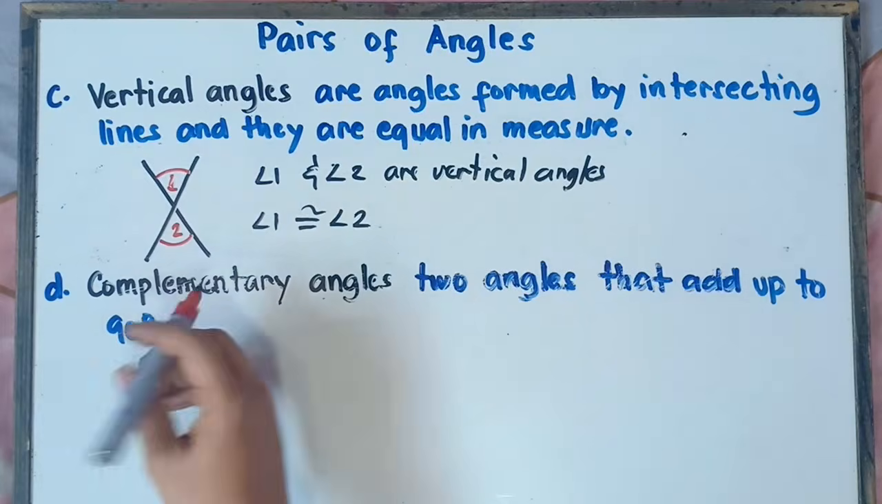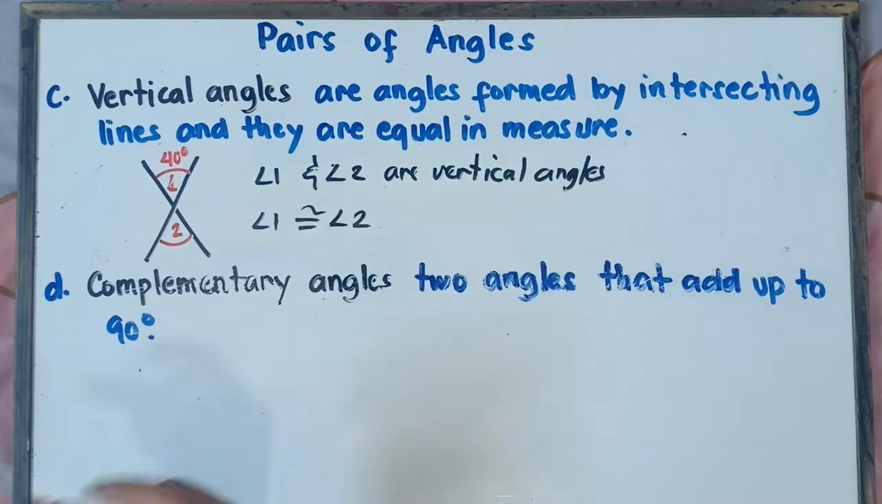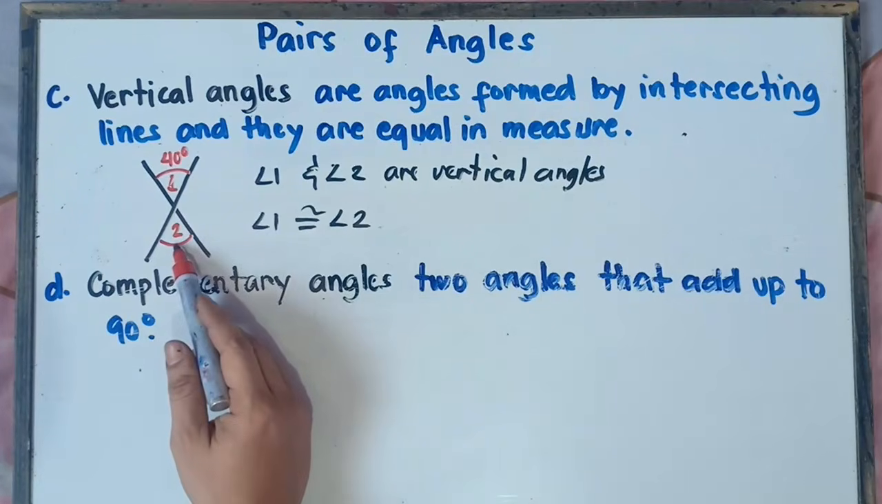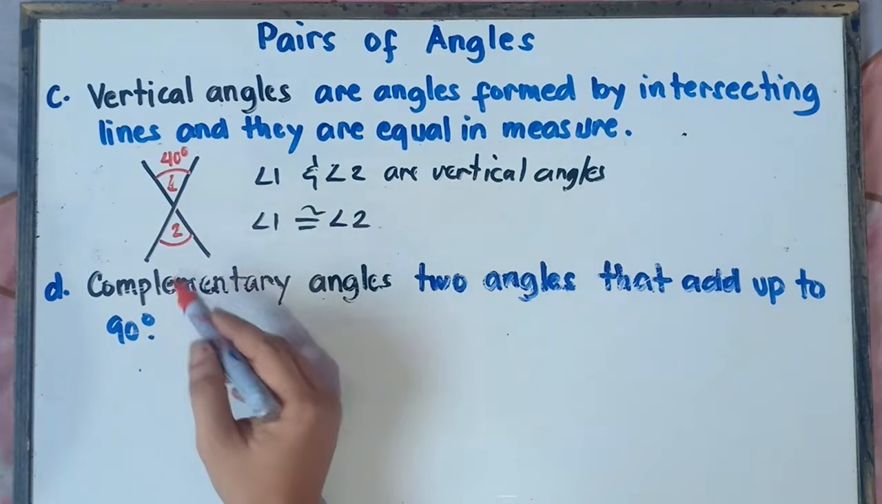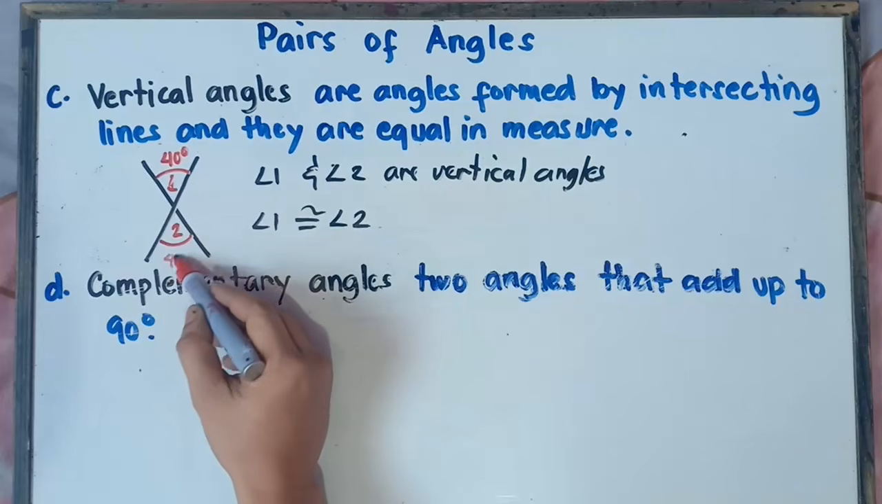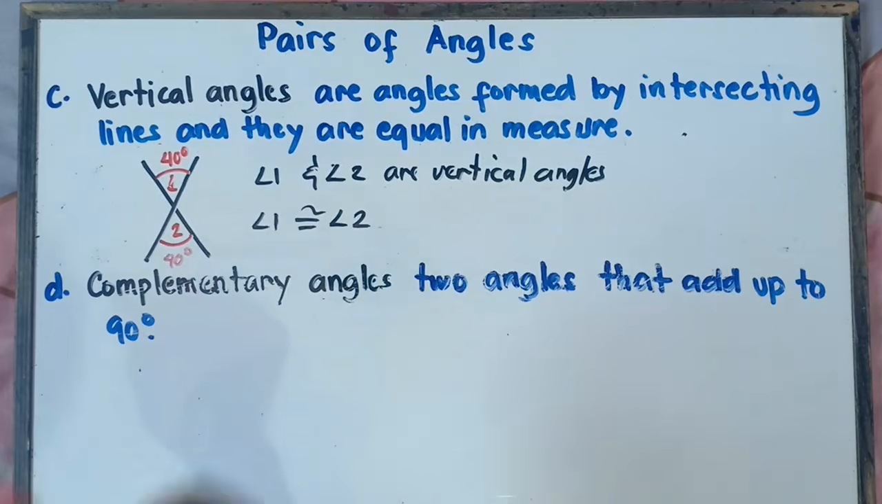Example, class, if angle 1 is 40 degrees, just an example, what will be the measure of angle 2? That's correct. That's automatic, class, that angle 2 should also be 40 degrees, because all vertical angles are congruent angles.